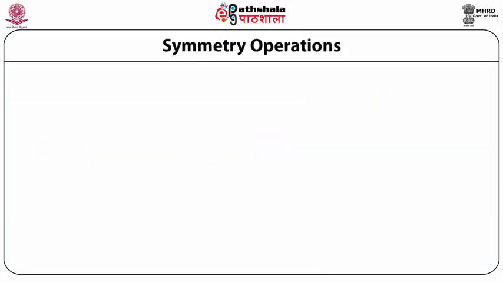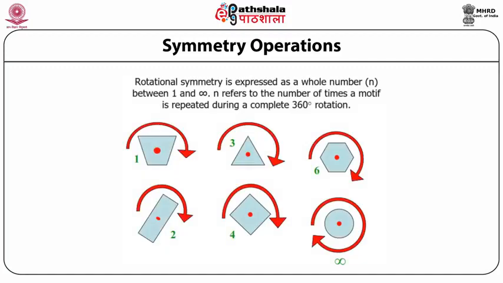Symmetry operations. In this slide, we are going to demonstrate rotational symmetry. You can see that rotational symmetry is expressed as a whole number n between 1 and infinity, and refers to the number of times a motif is repeated during a complete 360 rotation. This will be clear below. You can see that there are different geometrical patterns: 1, 2, 3, 4, 6 and infinity.